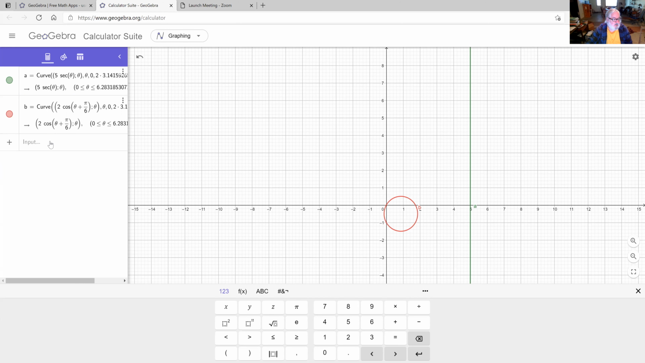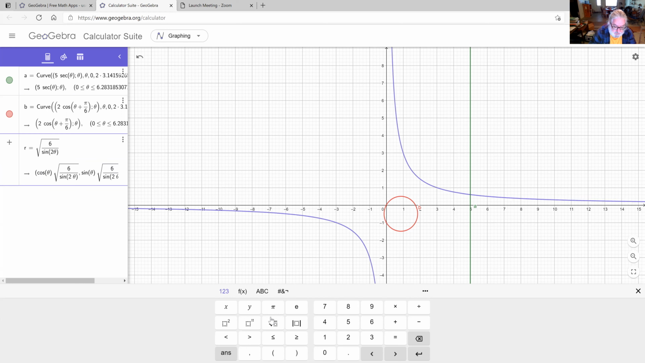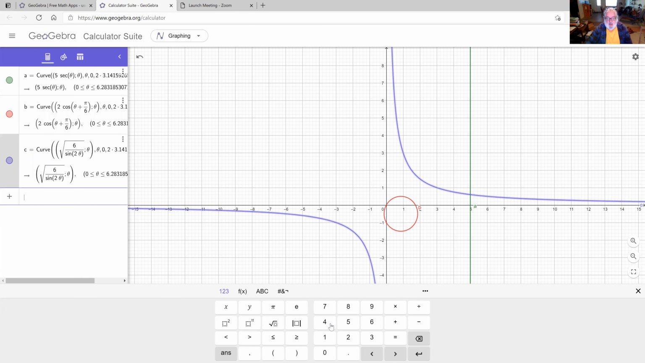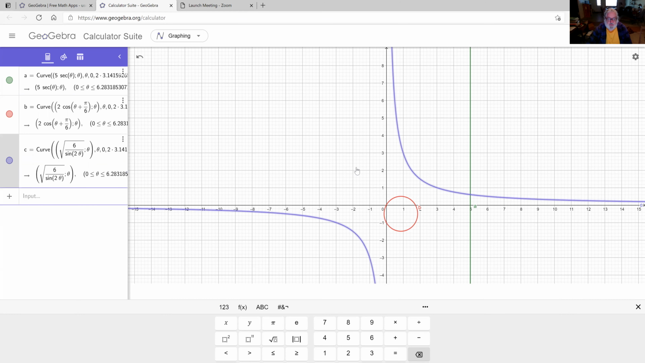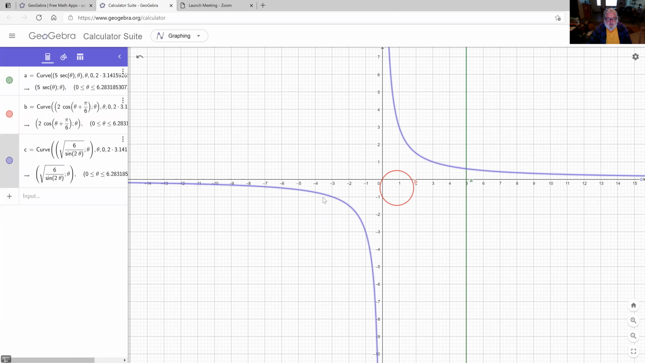And so if we want to get polar graphs on GeoGebra, it always has to be r equals something. And so we want r equals square root of 6 divided by sine of 2 Alt-T, and now you get that equation. And now we have our nice parabola, xy equals 3. That's the blue, not parabola, hyperbola, that's the blue curve.